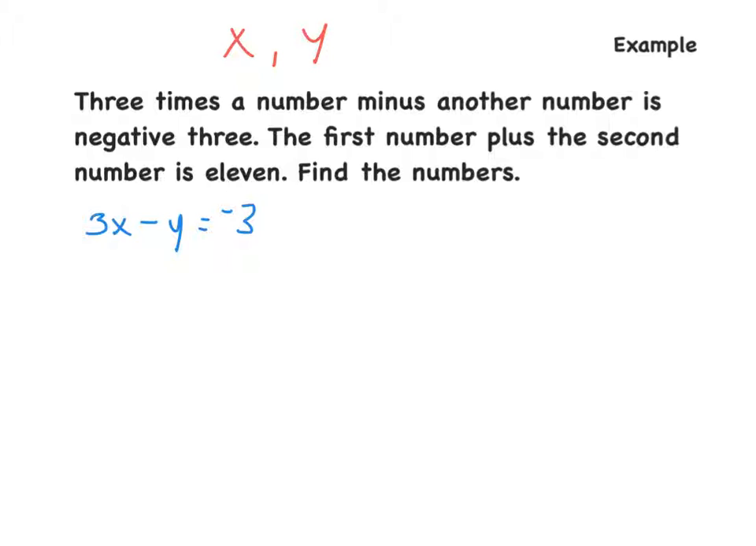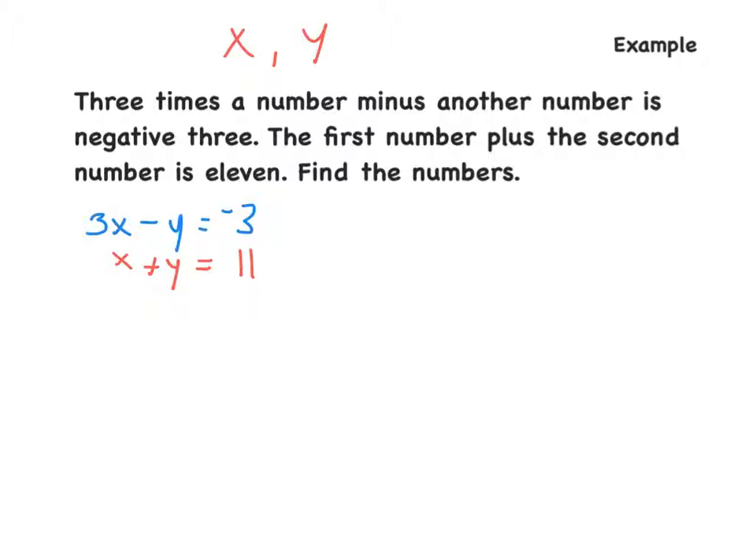Good. Next step, next sentence. The first number, x, plus the second number, y, is what? 11. Alright, so this is 3x minus y is equal to negative 3. X plus y is equal to 11.